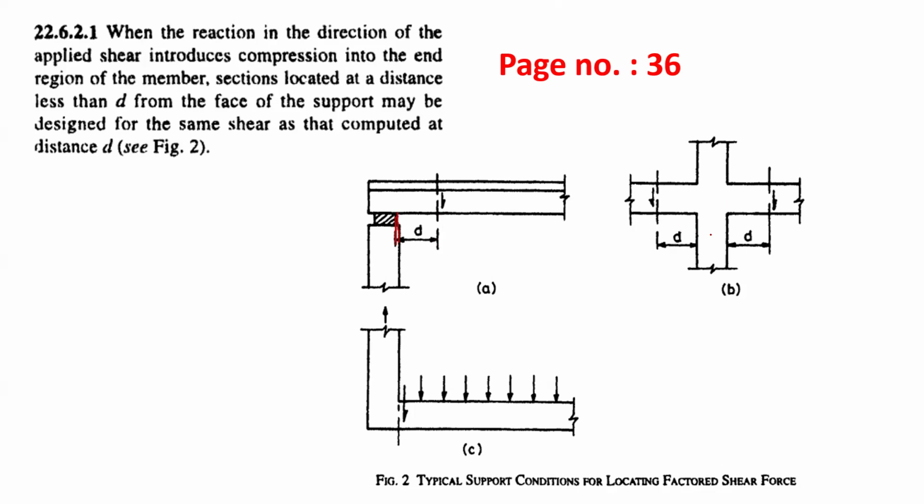Here also you can see we have an intermediate support. From this, we are going to consider a distance d from the face of the support, which is clearly mentioned over here. For the same shear as calculated at distance d, where it is less than d from the face of the support, we are going to consider whatever value we have at distance d. These diagrams are given on page 37, mentioned as figure 2, typical support condition for locating factored shear force.